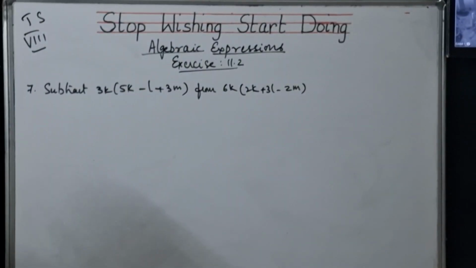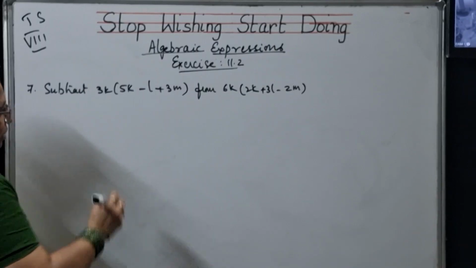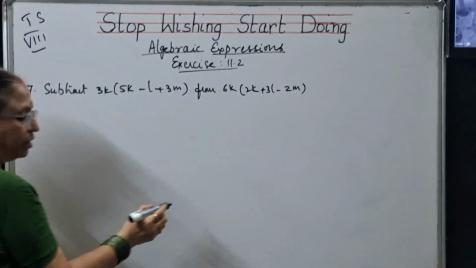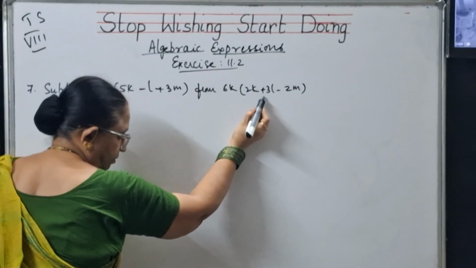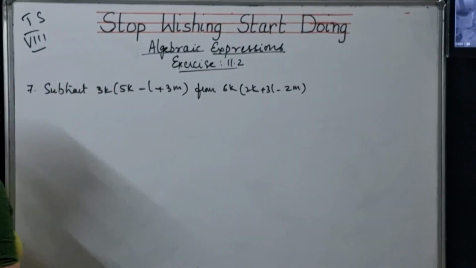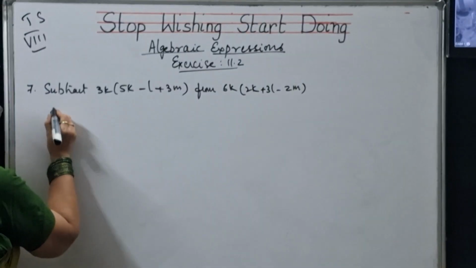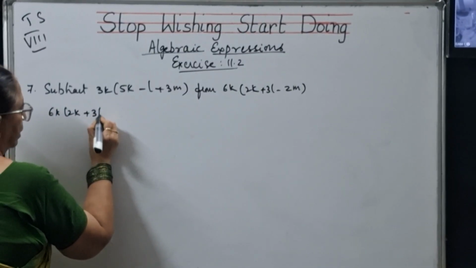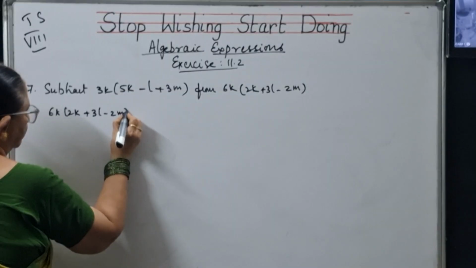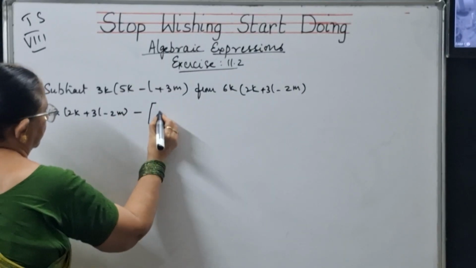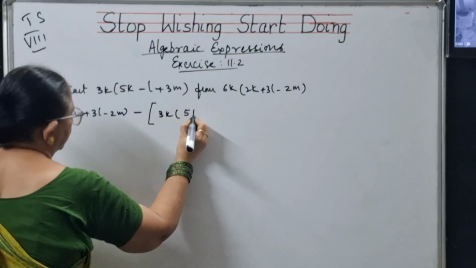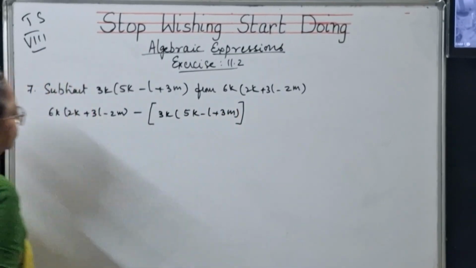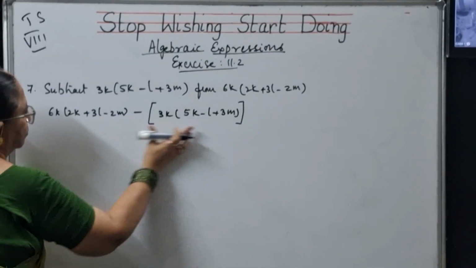So the seventh one is just like the previous one. Subtract 3k into (5k minus l plus 3m) from 6k into (2k plus 3l minus 2m). After "from", we have to write that first: 6k into (2k plus 3l minus 2m) minus 3k into (5k minus l plus 3m). From this product, you have to subtract this product.